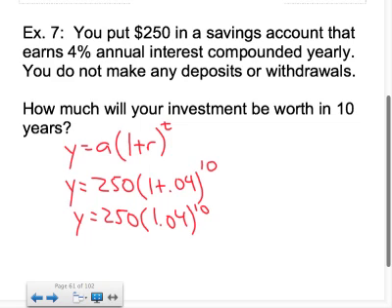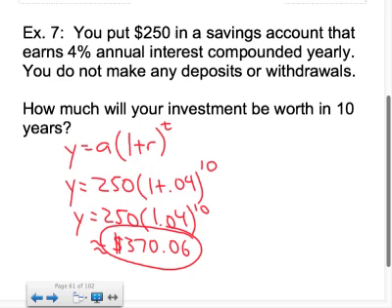And at this point, this is not something that you would do mentally, obviously. You'd want to have a calculator handy and go ahead and just plug this guy right in. Okay, so 1.04 raised to the 10th power times 250 equals, so your investment after 10 years would turn into $370.06, roughly.